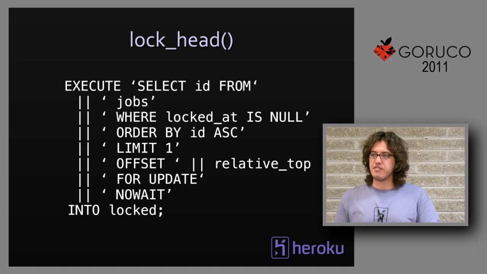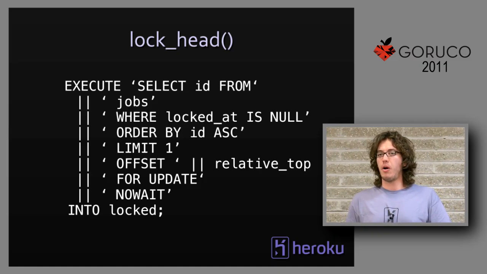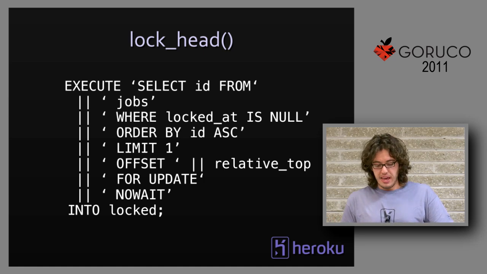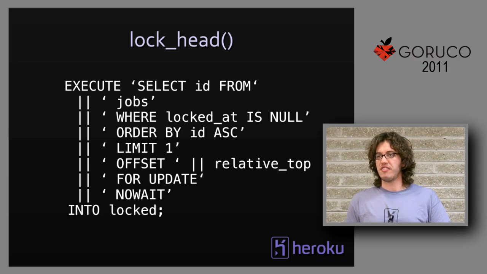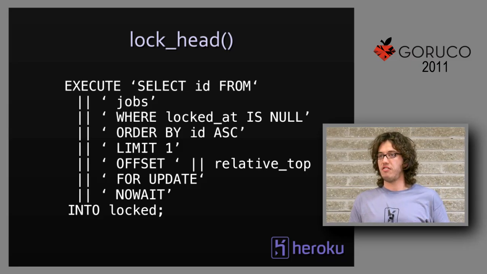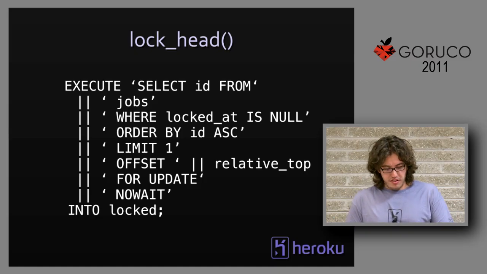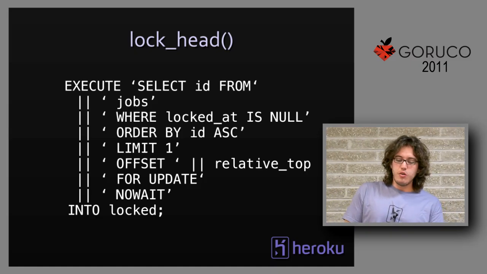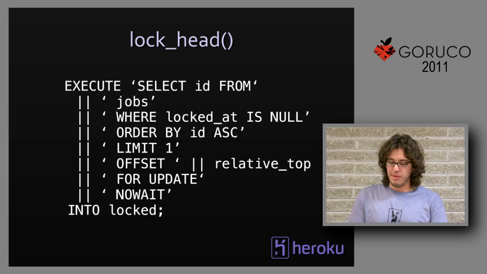Where locked at is null. So this says that I want to take a job that hasn't already been locked. And I'm ordering by ID ascending. The ID is like a serial integer, so this kind of gives me my order here. The next thing I do is I limit it to 1. I only take one job at a time.